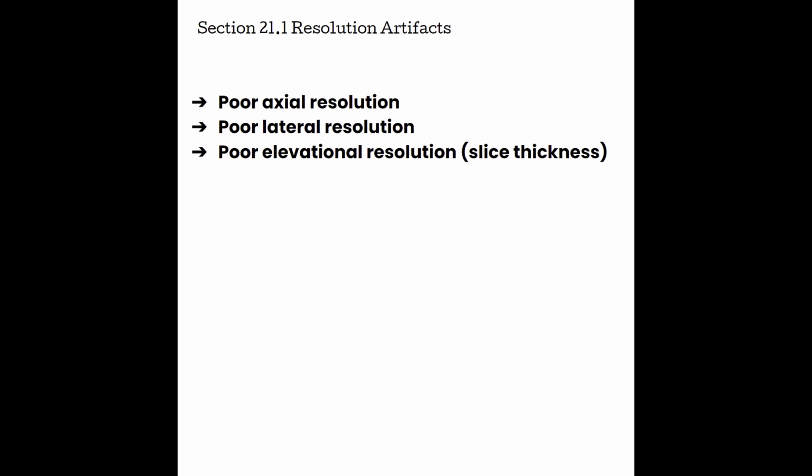Section 21.1, Resolution Artifacts. Resolution artifacts occur when the detail in the image does not represent the true anatomy. These artifacts typically occur because the beam is not as narrow as it needs to be in all planes. Resolution artifacts are associated with poor axial resolution, poor lateral resolution, and poor elevational resolution, which is commonly known as slice thickness. Now, the physics behind these artifacts was previously covered in detail in our resolution units, but let's go ahead and review them briefly.